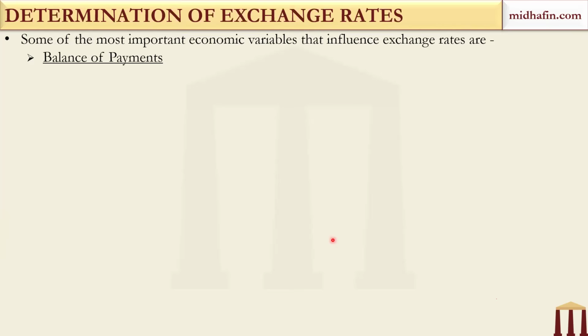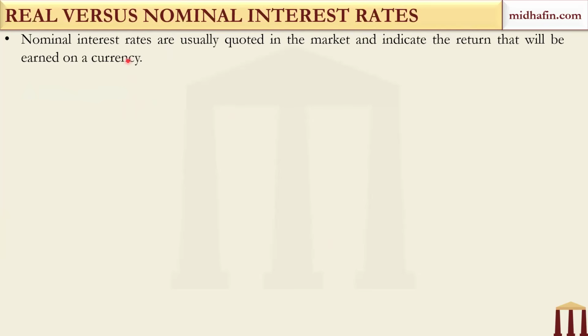Now, these are the most important variables that influence exchange rate. Balance of payments. You all know what balance of payments is: the difference between exports and imports, right? Then inflation, and the value of your currency is of course influenced by the monetary policy of the central bank. Then nominal versus real interest rates. Nominal interest rates are usually quoted in the market and indicate the return that will be earned on a currency, and real interest rates are adjusted for inflation.